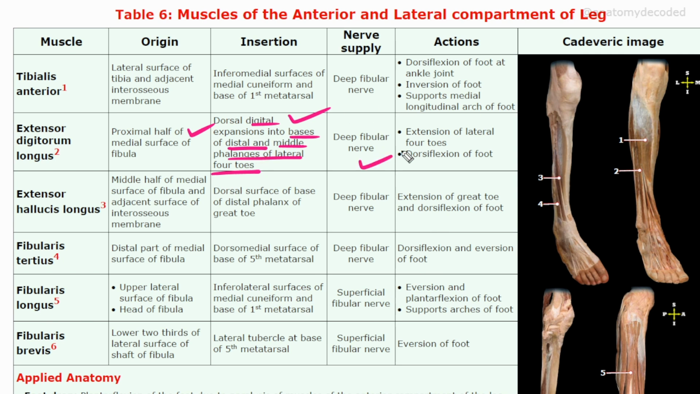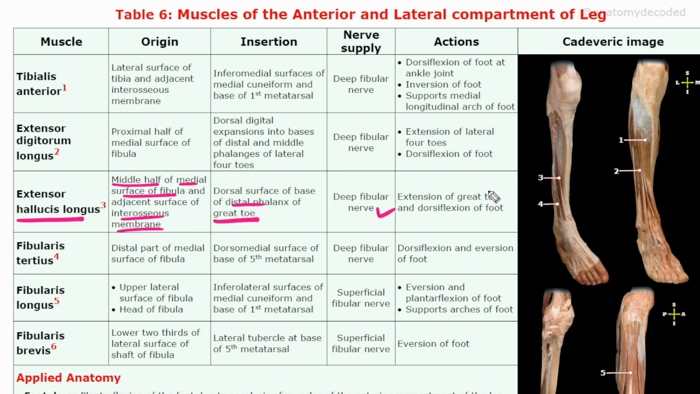Nerve supply is the deep fibular nerve. Action is extension of the lateral 4 toes and dorsiflexion of the foot. Then extensor hallucis longus arises from the middle half of the medial surface of the fibula and the adjacent interosseous membrane. Insertion is onto the distal phalanx of the great toe. Nerve supply is the deep fibular nerve. Action is extension of the great toe and dorsiflexion of the foot.